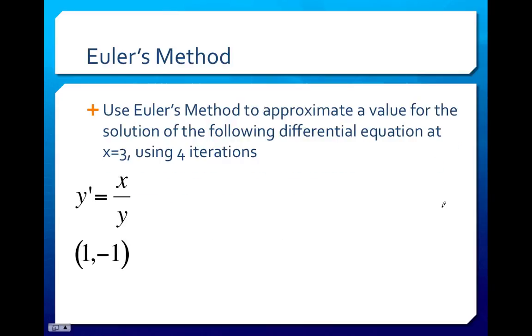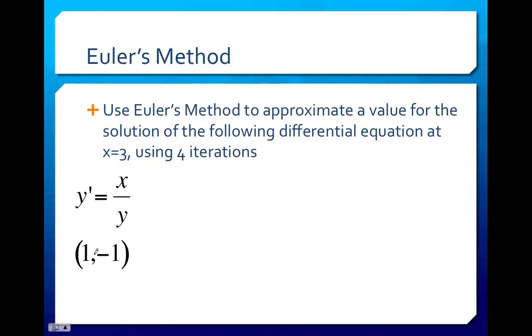That was the example we just did. Let's try another one. We're going to use Euler's method to approximate a value for the solution of the following differential equation at x equals 3 using 4 iterations. Now they didn't tell me my step size here. I'm going to have to figure it out.